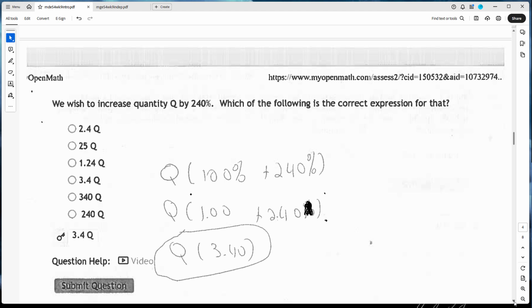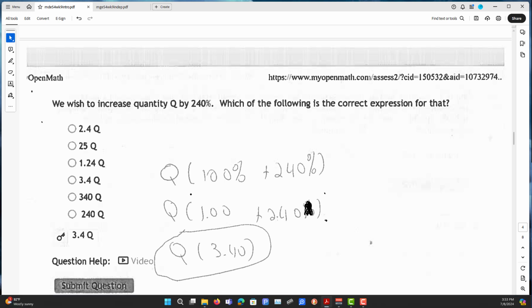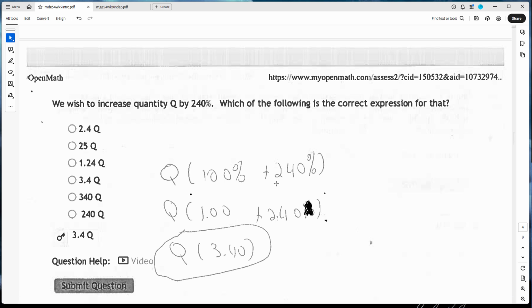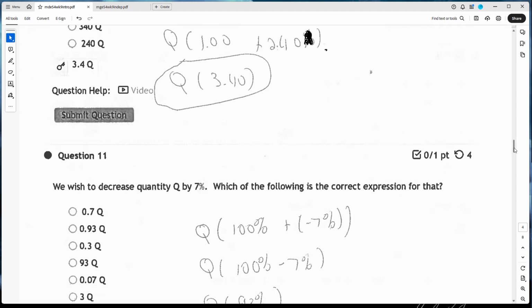This is question 10. We want to increase the quantity Q by 240%. What is the correct expression for that? The result is going to be Q plus 240% added to it. So Q times 100% gives me the Q back, and then I add 240 to it. In decimal form, I have 1 plus 2.40, so Q times 3.40 is the formula they're looking for, and that's the answer. And that was number 10.